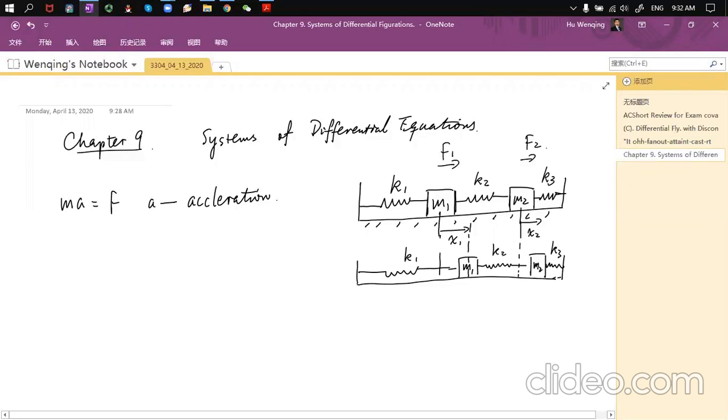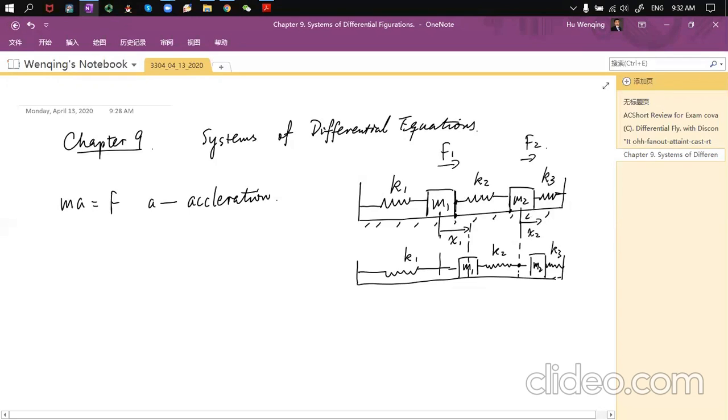Well, with respect to the initial positions, the left end of K2 moves to the right by x1, but the right end of K2 moves to the right by x2. So K2 is going to be deformed by the combined effect of both x1 and x2, because both of them are moving to the right. If x1 is moved to the right, then K2 will be contracted.